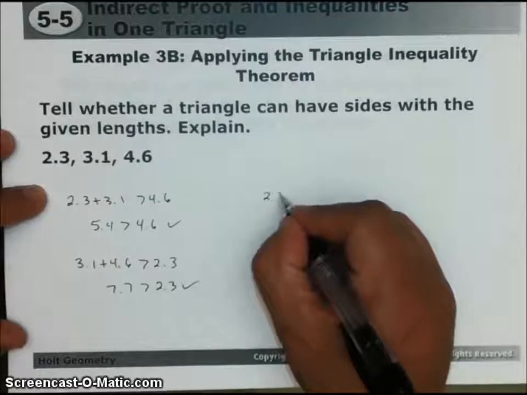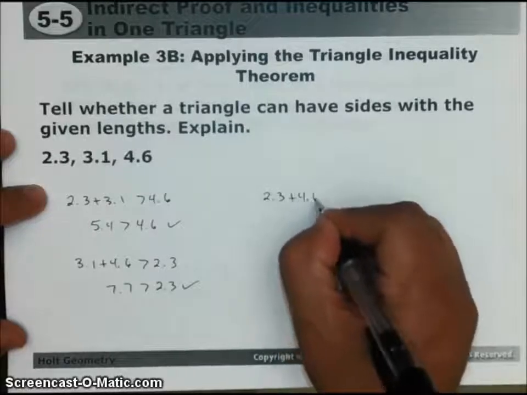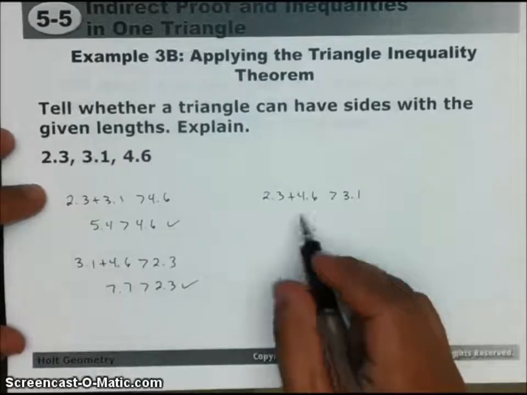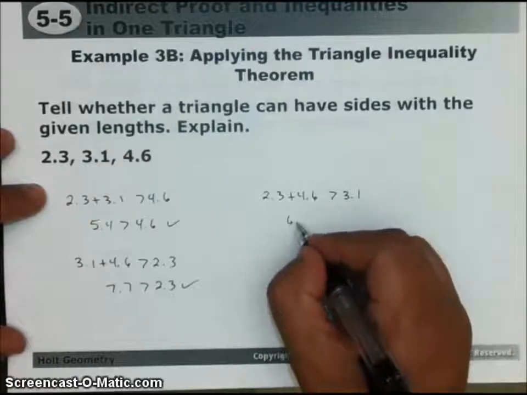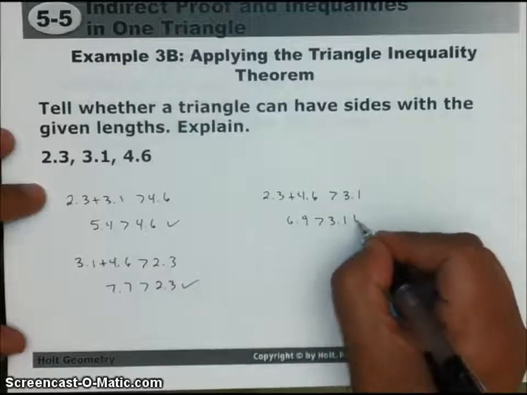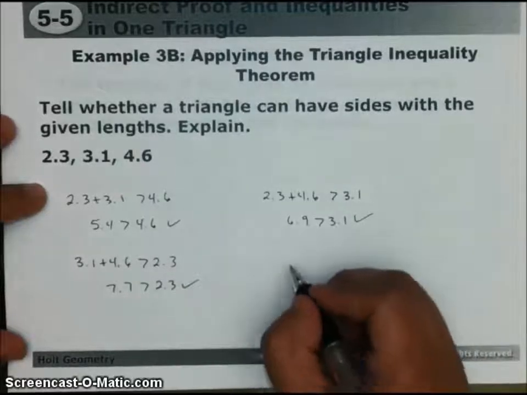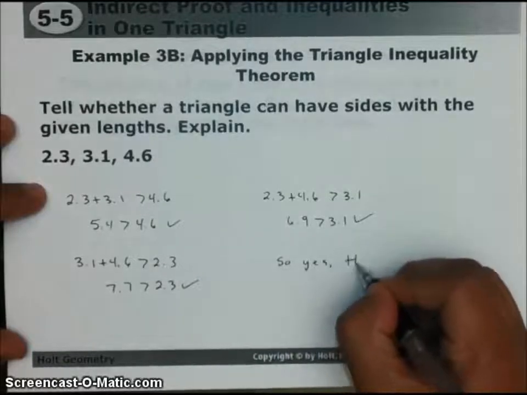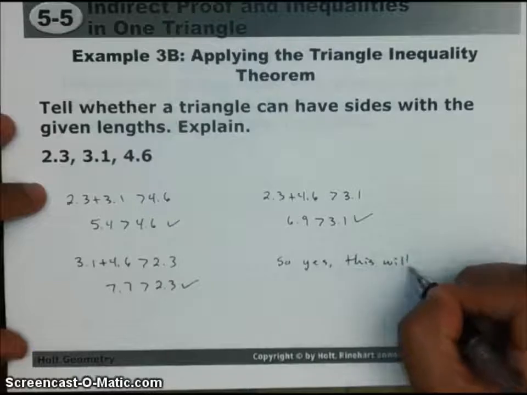We have to look at the third possibility. We have to do 2.3 plus 4.6. Is that greater than 3.1? Well, obviously, this is going to come out to 6.9, which is greater than 3.1. That checks out. So yes, this will make a triangle.